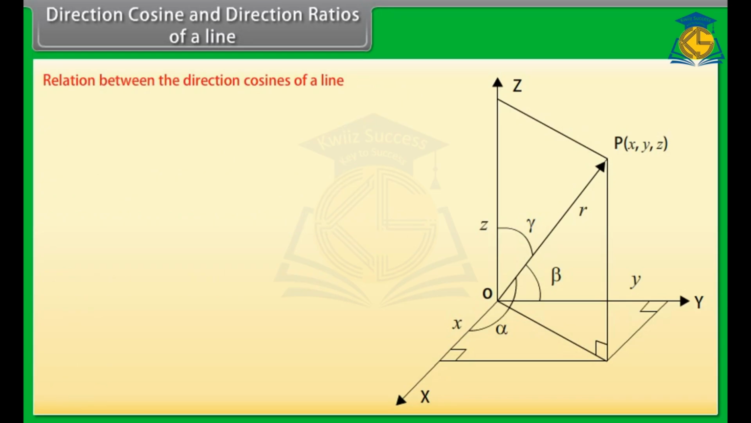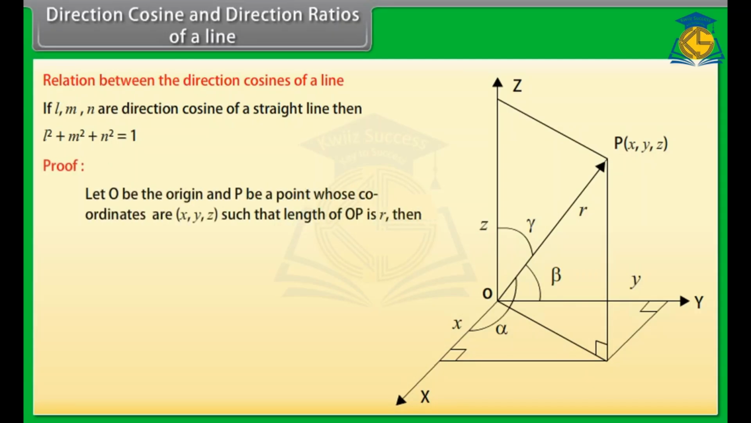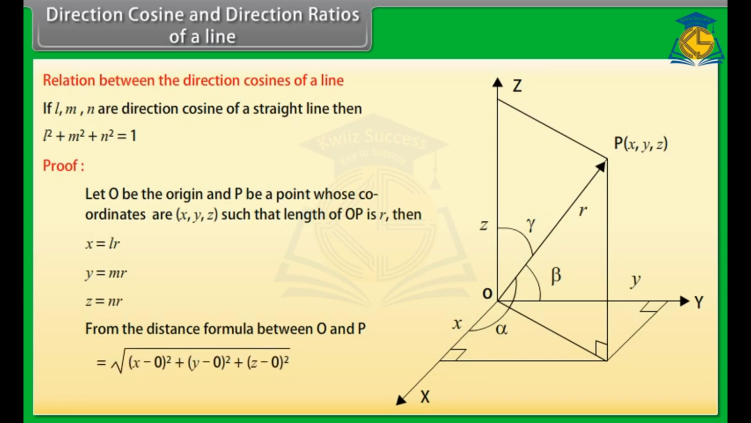Relation between the direction cosines of a line. If L, M, N are direction cosines of a straight line, then L square plus M square plus N square equals 1. Proof. Let O be the origin and P be a point whose coordinates are x, y, z such that length of OP is r, then x is equal to LR, y equals MR, z equals NR. From the distance formula, OP equals square root of x minus 0 square plus y minus 0 square plus z minus 0 square.